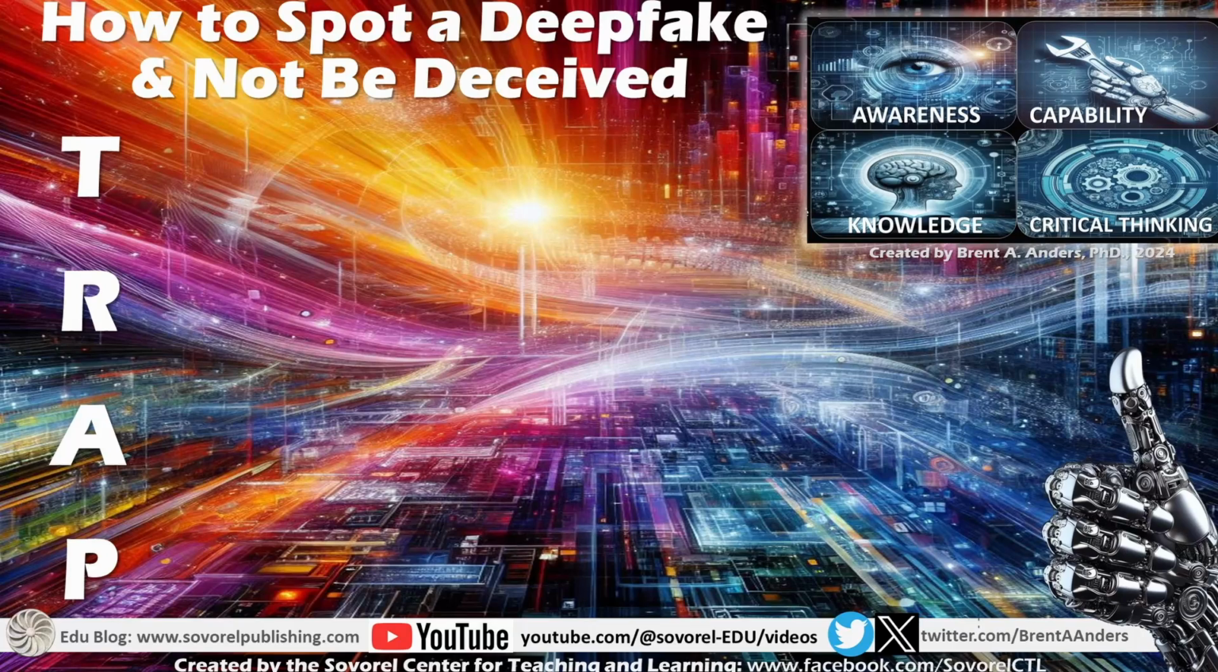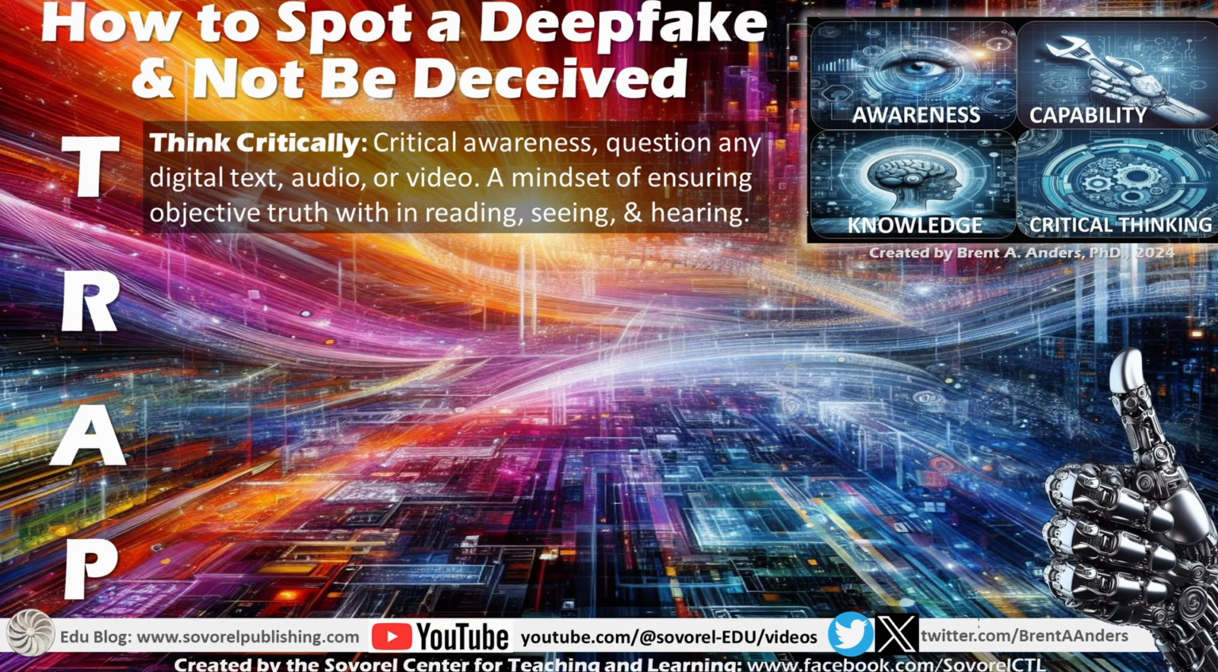The very first part of the T.R.A.P test is T, think critically. Again, this is part of overall AI literacy and critical thinking, but now we need to have this critical awareness. We need to question any type of digital text, digital audio, or video. We have to have a mindset of ensuring objective truth with what we're reading, what we're seeing, what we're hearing. So we have this part of the test, this T, right? We have to think critically.